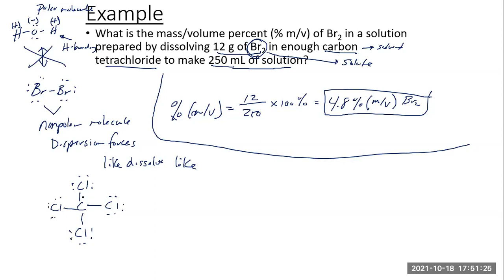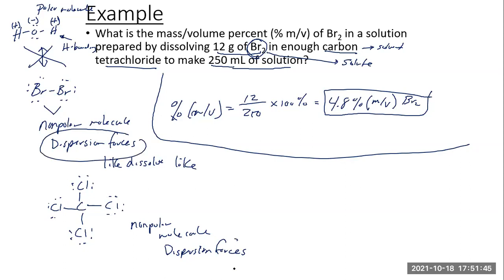This is a symmetrical geometry. Everything on the outside is the same. There's no dots. This is a non-polar molecule. So this guy as well would be using dispersion forces as its main source of interaction, which is good because our Br2 would also be using the same sort of interaction.